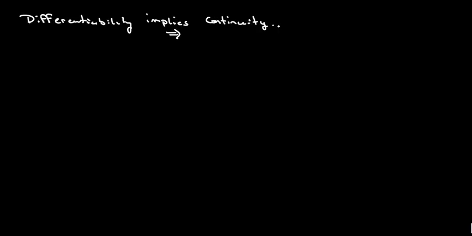We're going to prove that differentiability implies continuity. So here's what we mean. Differentiability implies, or leads to, continuity. So what do we mean? Well, we mean that if we know that a function is differentiable at some point or on some interval, then the function is also continuous on that interval.